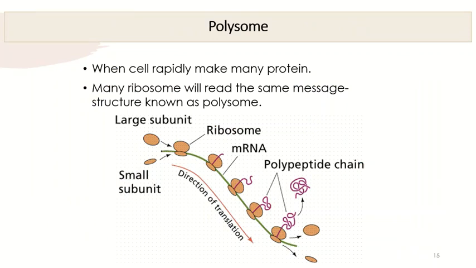Polysome is a condition when the cell rapidly makes many proteins. Here many ribosomes read the same message, a structure known as a polysome. So you can see that with a single strand of mRNA, a lot of ribosomes are actually producing the same protein.